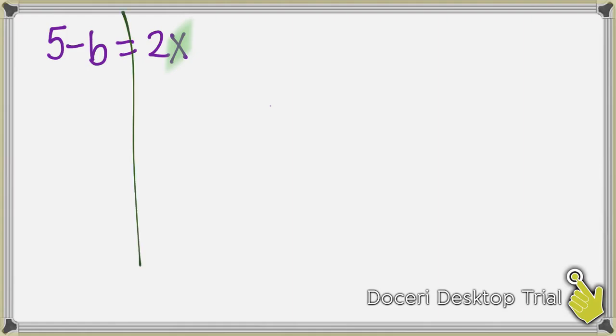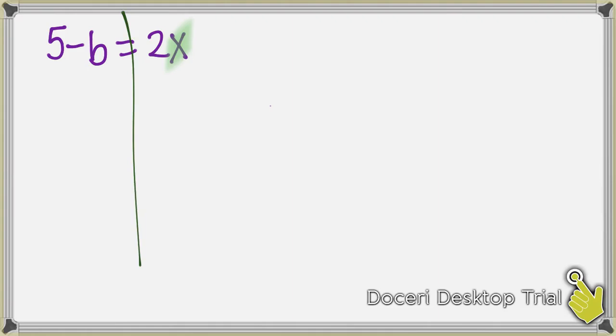All right. So here is the next one. I'm going to let you practice it. 5 minus b equals 2x. And I want you to solve for x. So pause it, try it, and we will talk about it. All right. Now that you've tried it, let's talk about it.